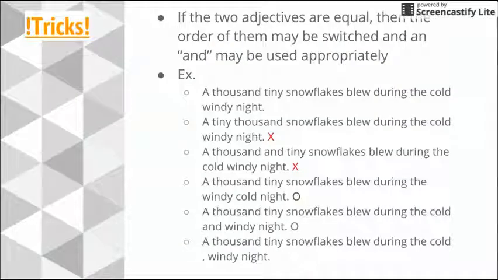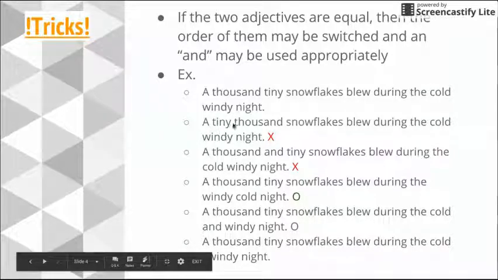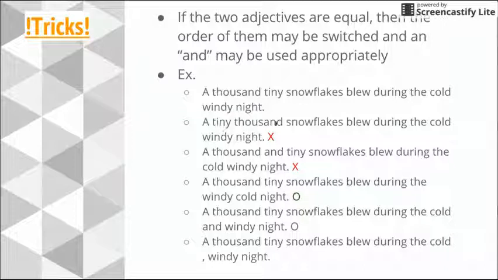So tricks to tell them apart. If the two adjectives are equal, then the order of them may be switched and an "and" may be used appropriately. So for example, in the sentence, 1,000 tiny snowflakes blew during the cold, windy night. A tiny 1,000 snowflakes doesn't quite make sense because it's cumulative. So in a cumulative phrase, the 1,000 modifies tiny snowflakes, but tiny doesn't really work beforehand. And it just sounds awkward.